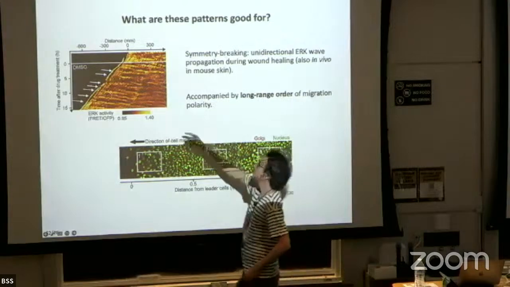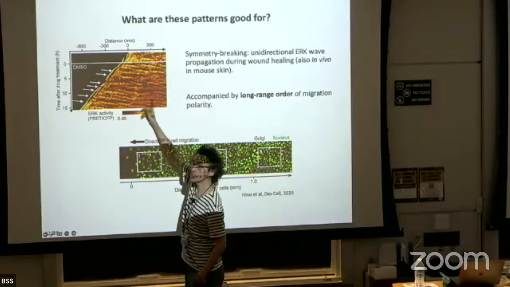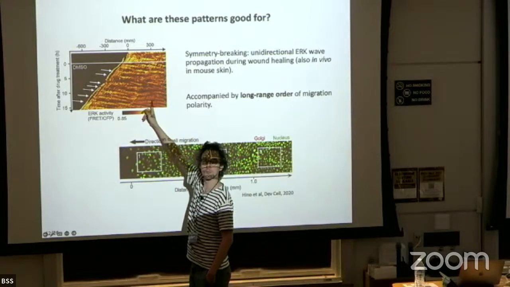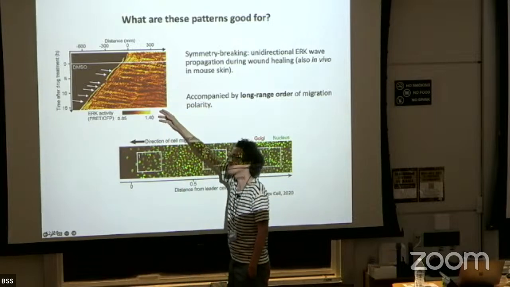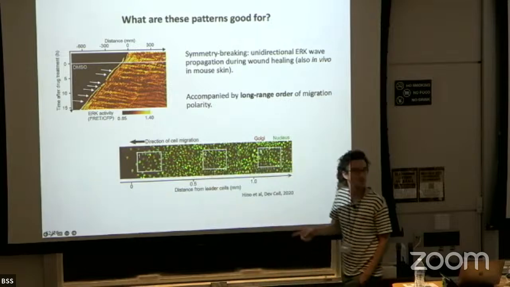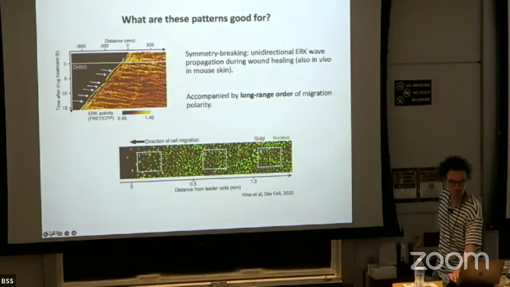And what we wondered is whether these waves were a communication mechanism that could tell the cells in the bulk that they should migrate towards the edge, right? That sounds like a nice communication mechanism to do.